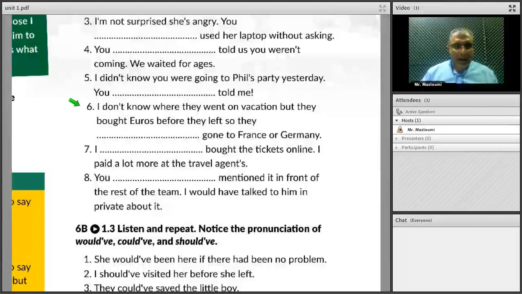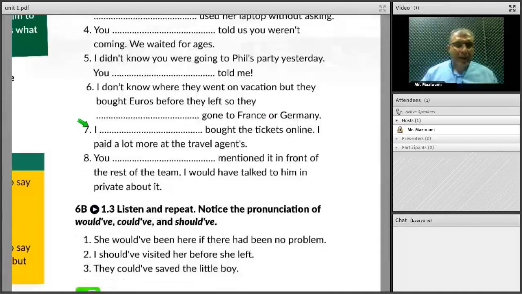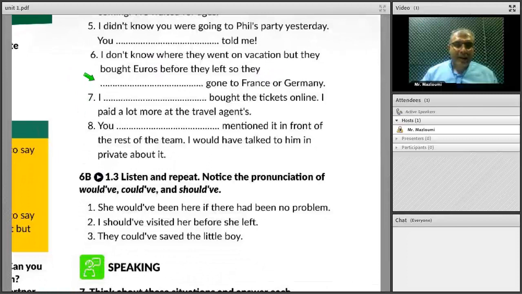Number six, I don't know where they went on vacation, but they bought euros before they left. So they may have, could have, might have gone to France or Germany. Again, I'm making a guess. I'm not sure about it. And remember, to make a guess, to hazard a guess, we use could have, may have, might have plus PP. Present perfect.